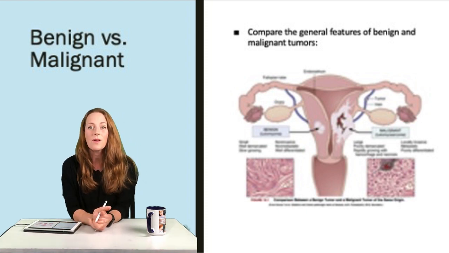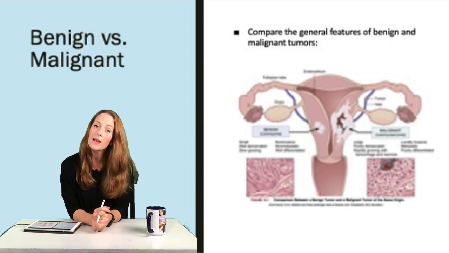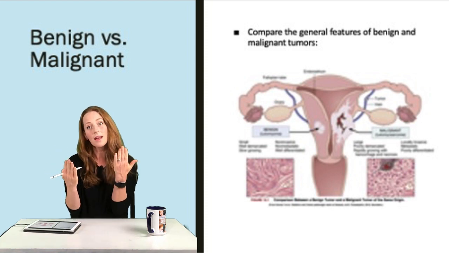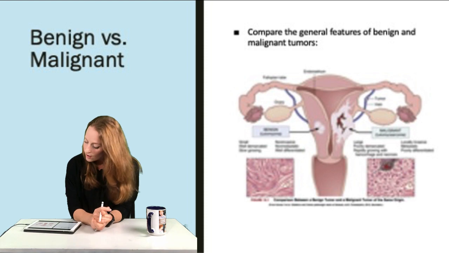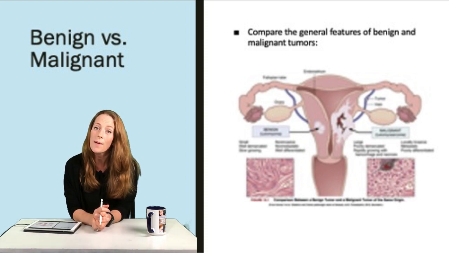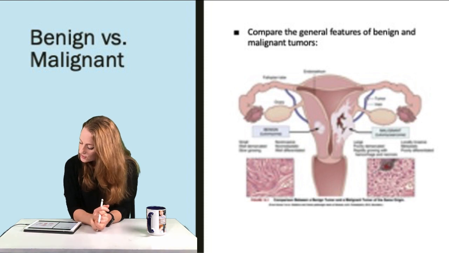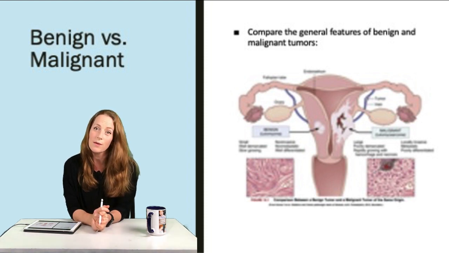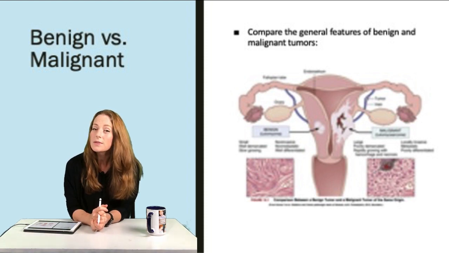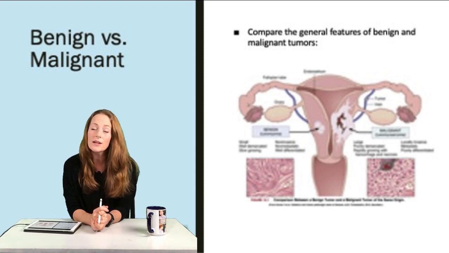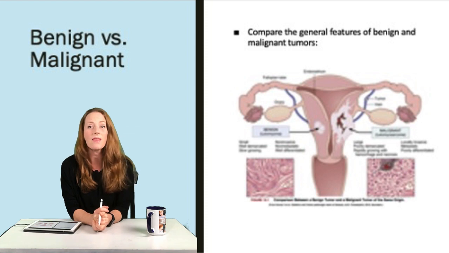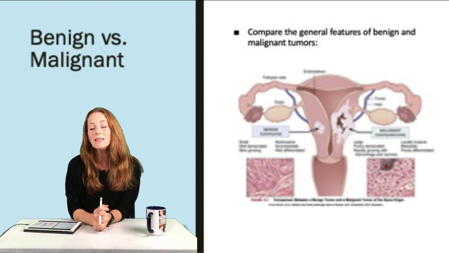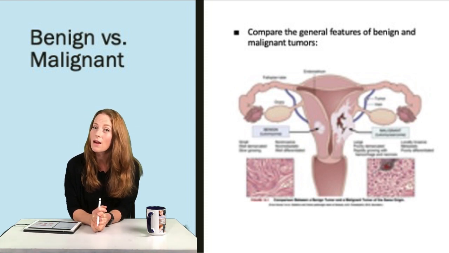This is an image from the McCants textbook, and what I like about it is that side by side it shows benign versus malignant features. On the right side you see a benign leiomyoma. On the left side you see a malignant leiomyosarcoma. So take a moment here to pause and look at the difference between the cartoon of the benign and the malignant tumor and see if you can pick out some of those characteristics.